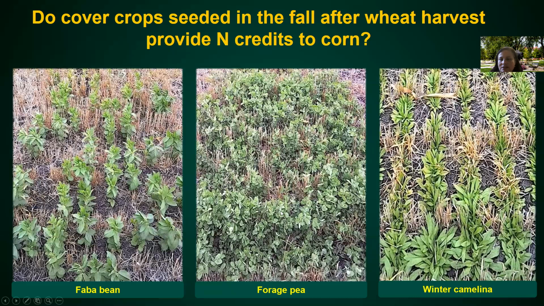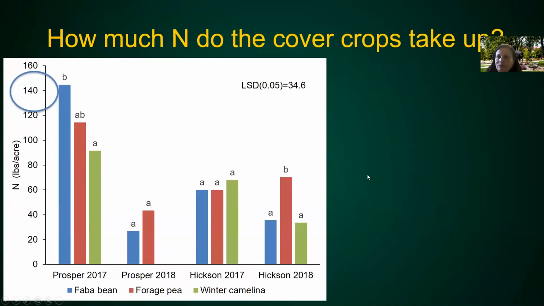For this experiment, we have fava bean and forage pea, which are legumes, and winter camelina, which is a brassica, a winter hardy brassica. We did not have grasses in this study because we already know that rye can have some toxicity problems or nitrogen immobilization before corn. So we want to see if the nitrogen in the legumes was moving to the corn. So first, how much nitrogen do the cover crops actually take up?